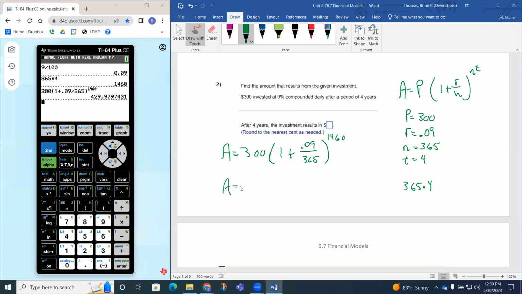So our future value would be $429.98. So that's what we'd be looking for in that problem there. But notice how, again, the interest rate carried more weight than compounding daily did. So that's the thing to note if you're trying to understand this. The number of times compounded is going to impact it, but not as much as the rate of interest did.